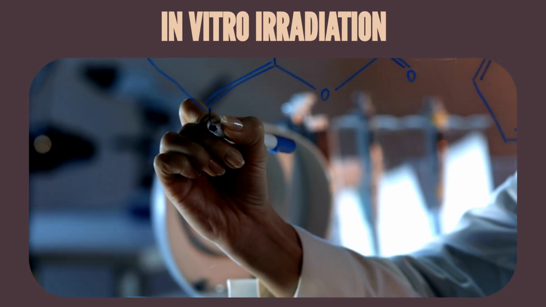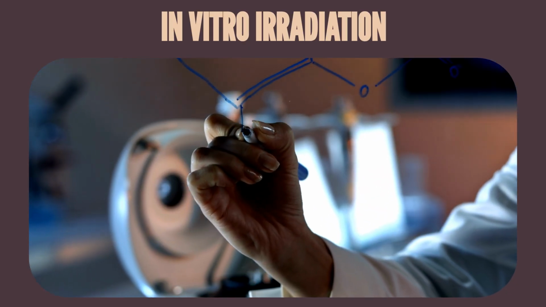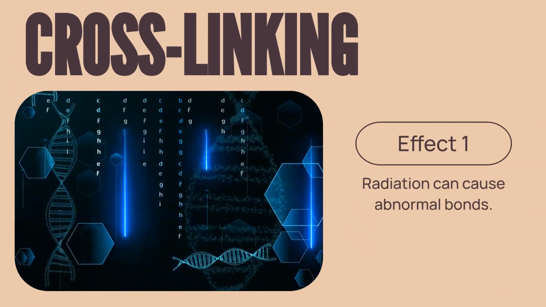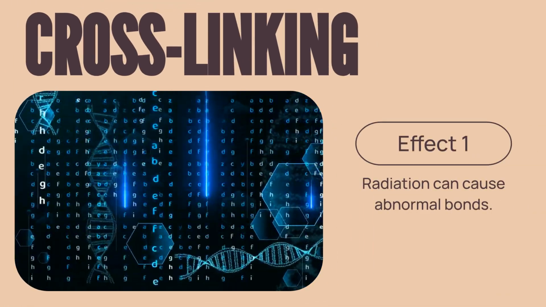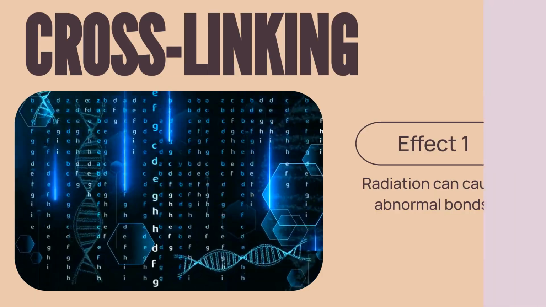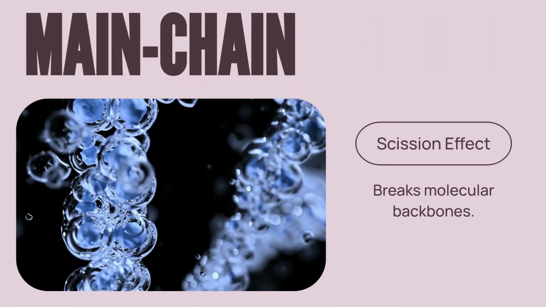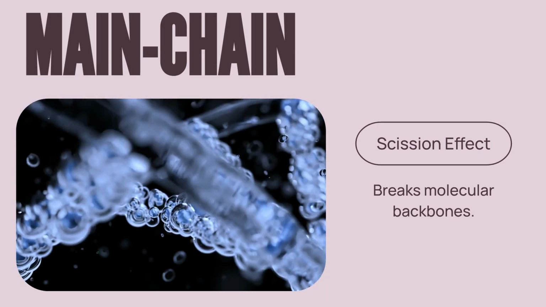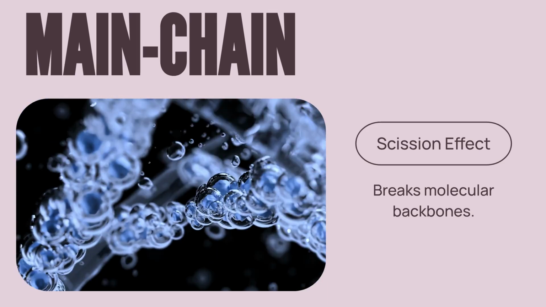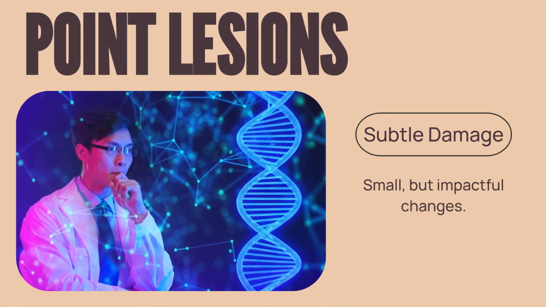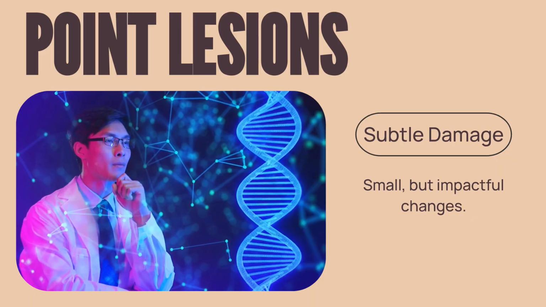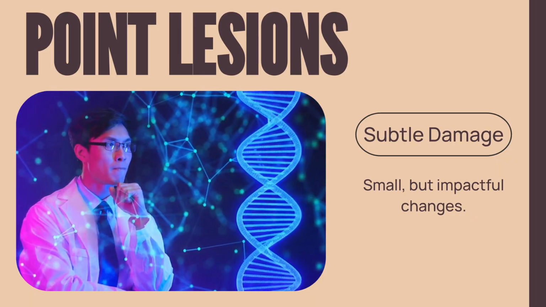First, let's explore the effects of in vitro irradiation on macromolecules, which are essential building blocks of life. One key effect is cross-linking, where radiation induces abnormal bonds between molecules, altering their function and structure. Another significant impact is main chain scission, where radiation breaks the backbone of macromolecules, leading to fragmentation and loss of integrity. Finally, point lesions involve subtle, localized damage that can change the molecular structure, potentially leading to mutations or malfunctions.